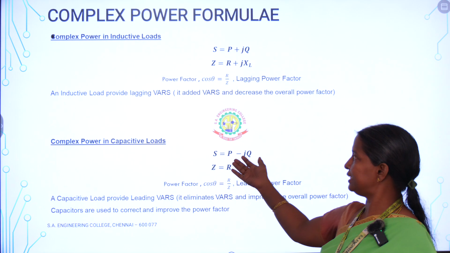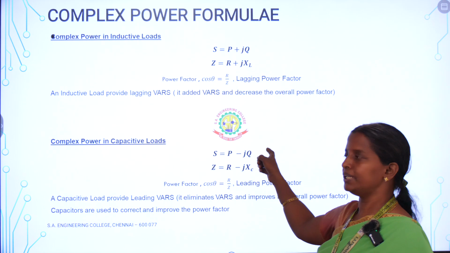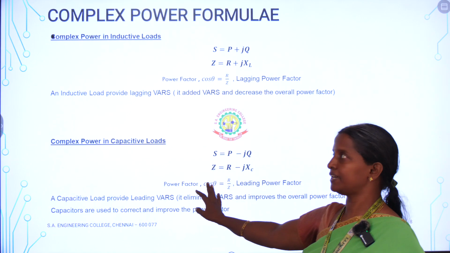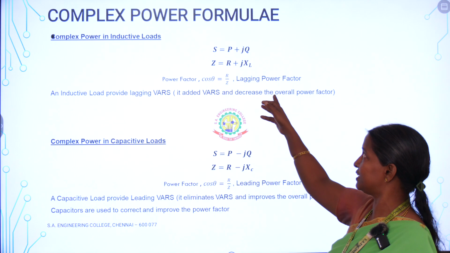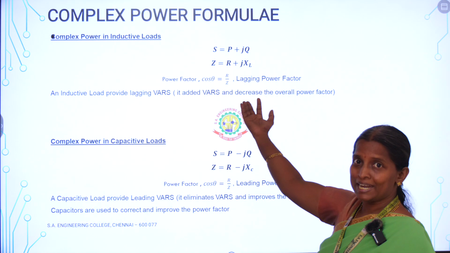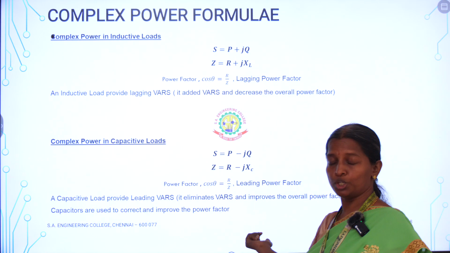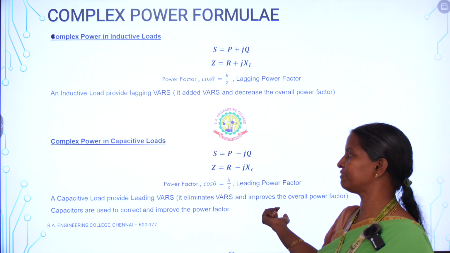So already we have completed this. So your S is equal to P minus jQ. And what is the power factor? Here also the power factor is R by Z only, the same formula only, but the difference is in case of inductive load, lagging power factor. In case of capacitive load, it is a leading power factor.